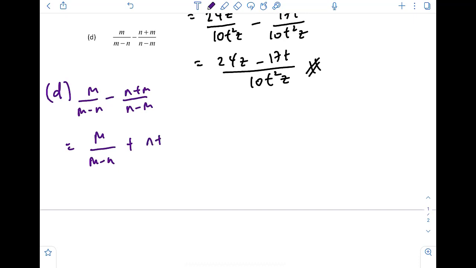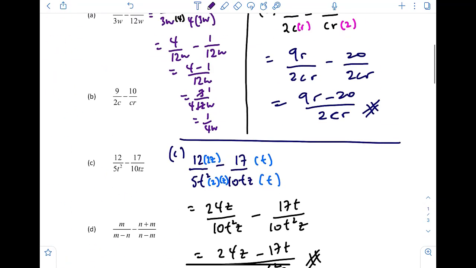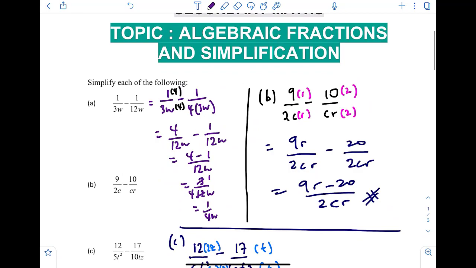Plus n plus m over m minus n. Combine the denominator, plus m over m minus n. So m add to m, that is twice of m, plus n over m minus n. Final answer for part D. And that's it for this algebraic fractions practice.